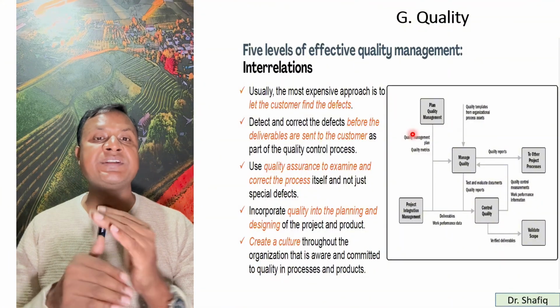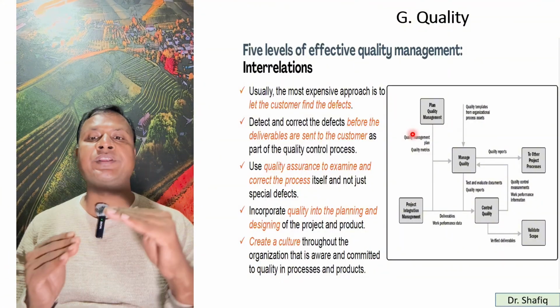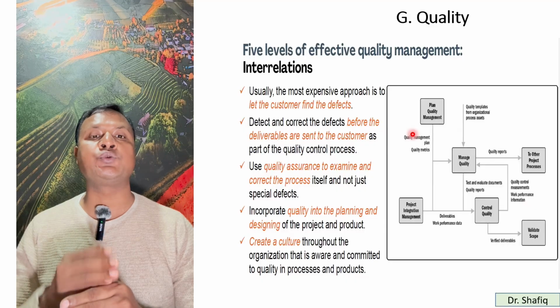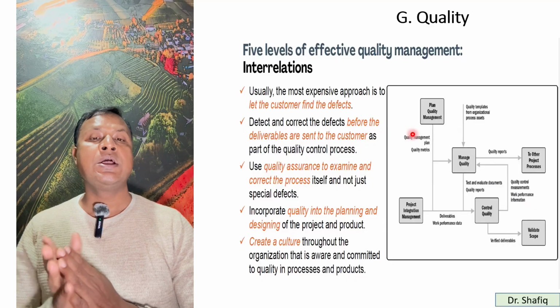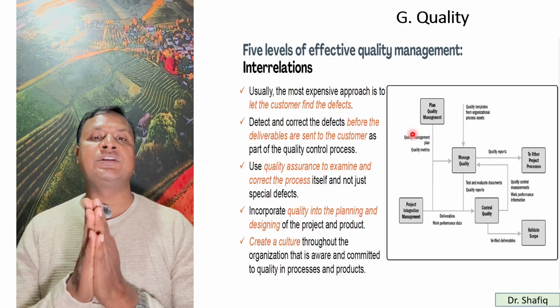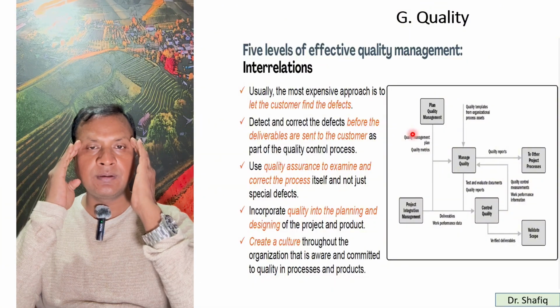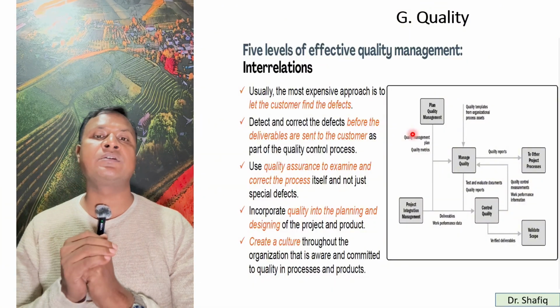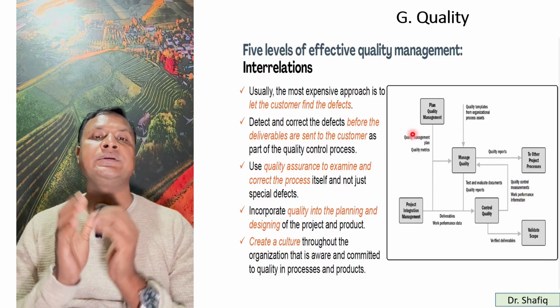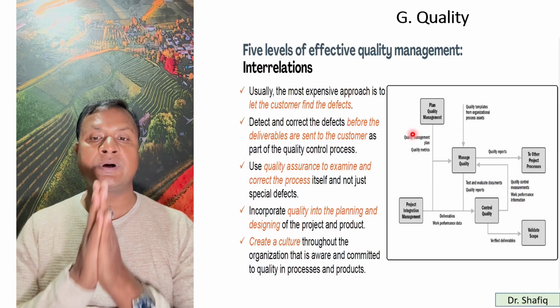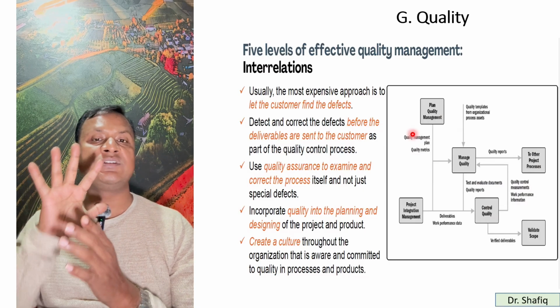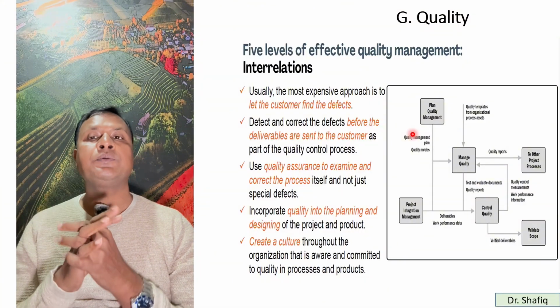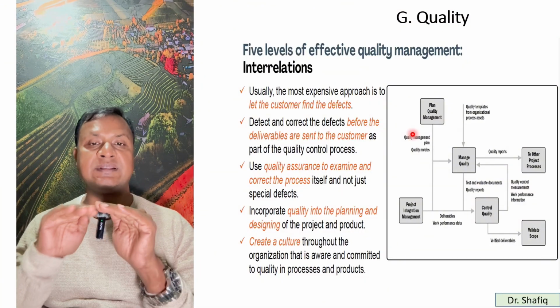And the last one is to create a culture throughout the organization that is aware and committed to quality in process and products. So you have a culture of quality in terms of thinking, planning, designing, and every aspect of the product designing and implementing. You have the culture of quality. These are the 5 types of quality management phases.